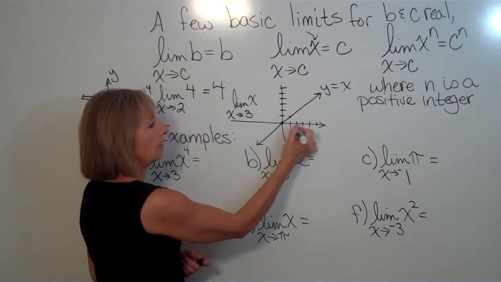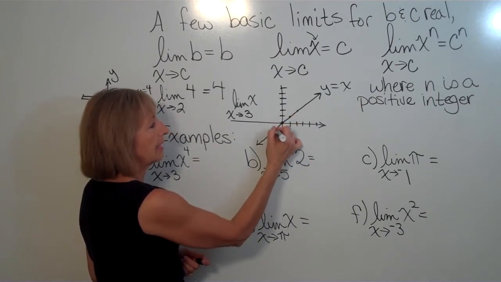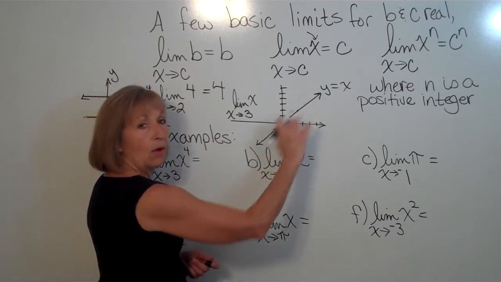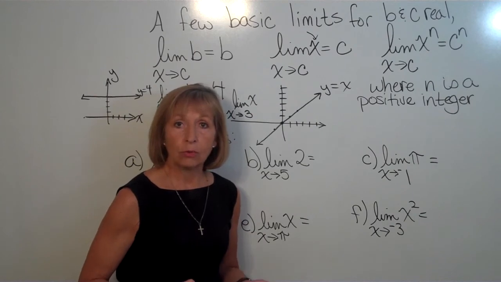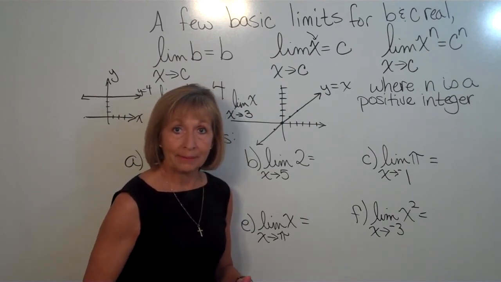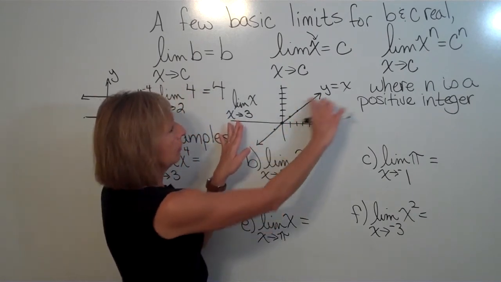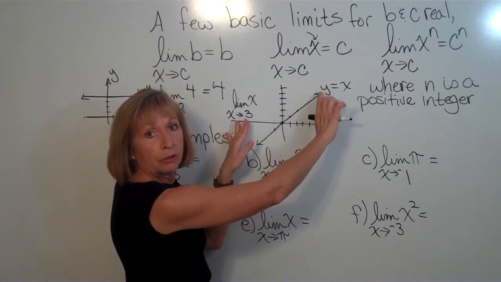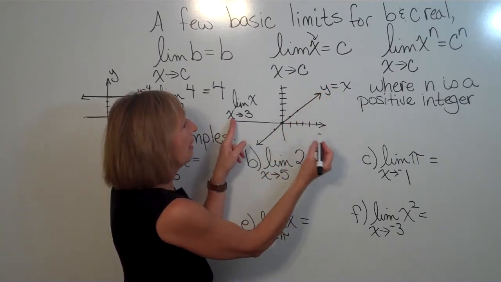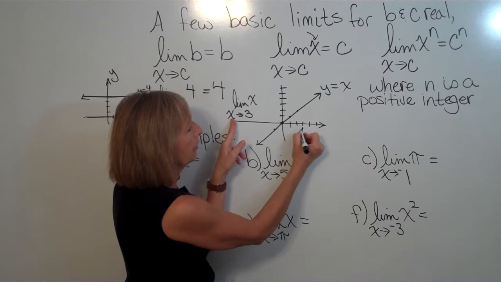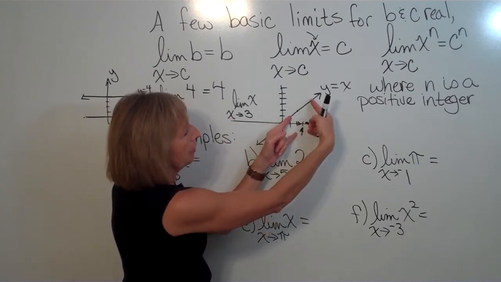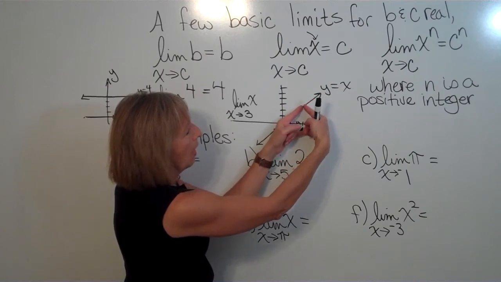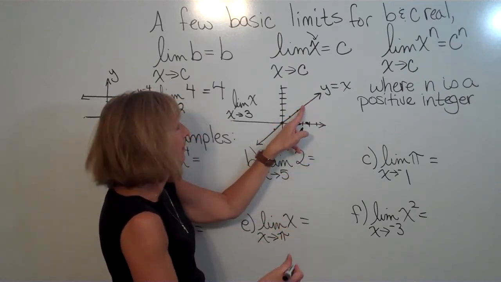1, 1 is on y equal x. 2, 2 is on y equal x. Negative 1 is on y equal x. Y equal x is all the ordered pairs where the x coordinate and the y coordinate are the same. So as I look for what the outputs are approaching on this line, when my x's are approaching 3 from both sides, well, as my x's are approaching 3 from both sides, my y's are approaching 3.